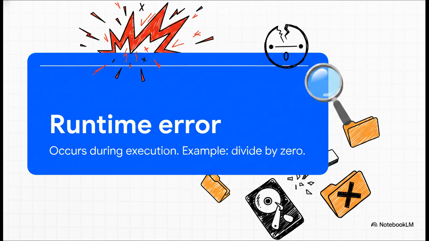Suspect number 2 is the runtime error. In this case, your syntax is totally fine, and the program starts running. But suddenly, bam! Right in the middle of execution, it crashes. This happens because the program is asked to do an impossible operation, like trying to divide a number by 0, or trying to open a file that literally doesn't exist. It hits a sudden, fatal roadblock.